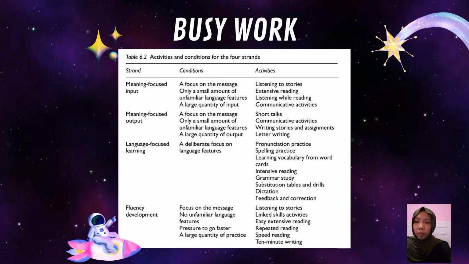Okay, I would like to explain about the summary. You can see on the screen the activities and conditions for the four strands. The first strand is meaning-focused input. The conditions are a focus on the message, only a small amount of unfamiliar language features, and a large quantity of input. The activities are listening to stories, extensive reading, listening while reading, and communicative activities.